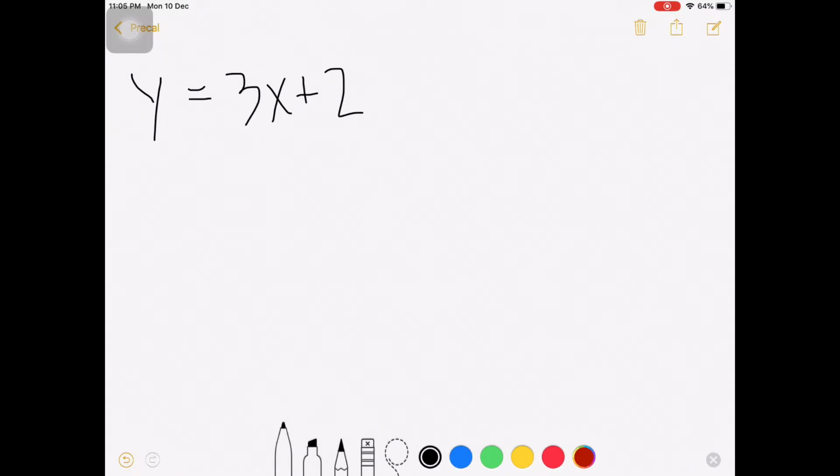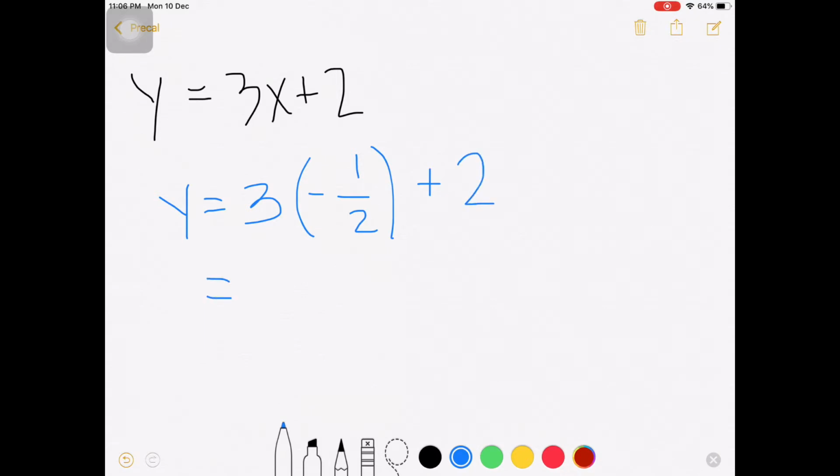And now we have found the two x values. Now those x values will be substituted here. So first we will use the negative 1 half. So we will have y is equal to 3 times negative 1 half plus 2. 3 times negative 1 half is negative 3 over 2 plus 2. And then the answer is 1 half.